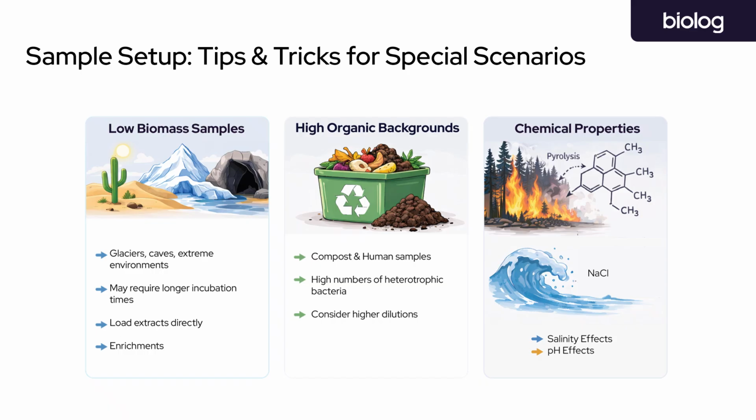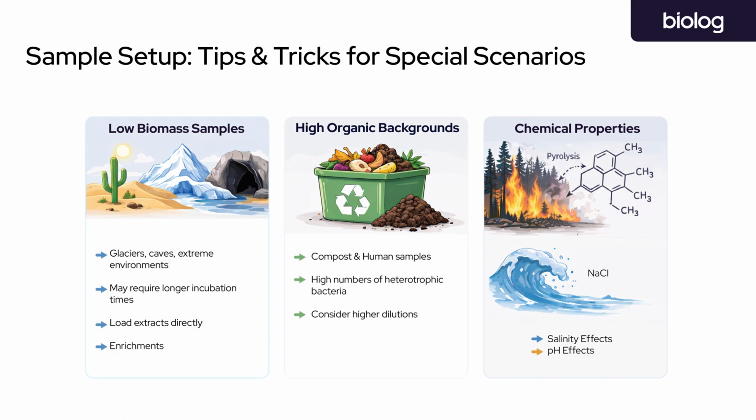You might consider doing higher dilutions or more biological replicates. And this is because these high organic backgrounds contain higher numbers of heterotrophic bacteria, so you get a lot more biological noise. And lastly, over here, the chemical properties of the environment surrounding your community are also very important.